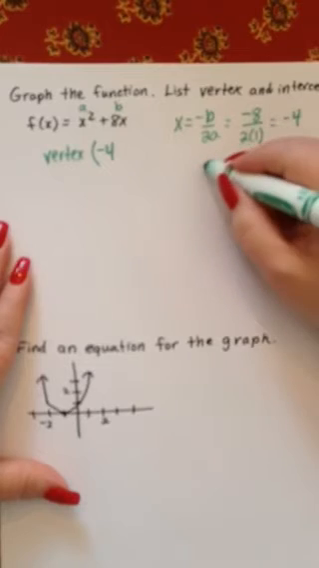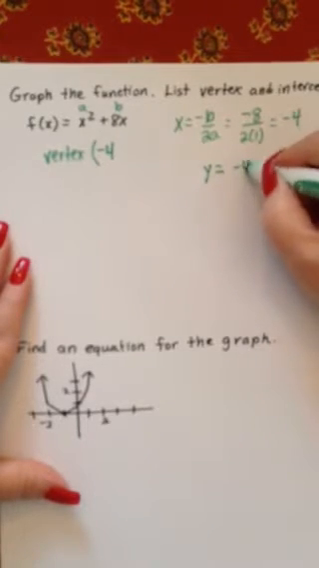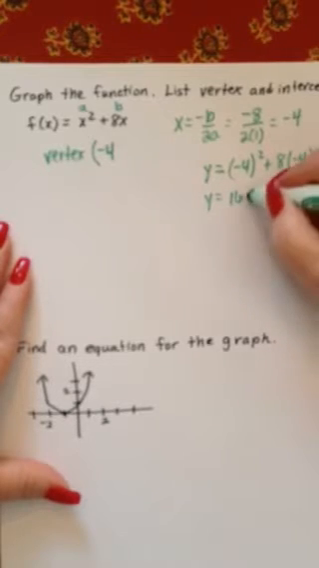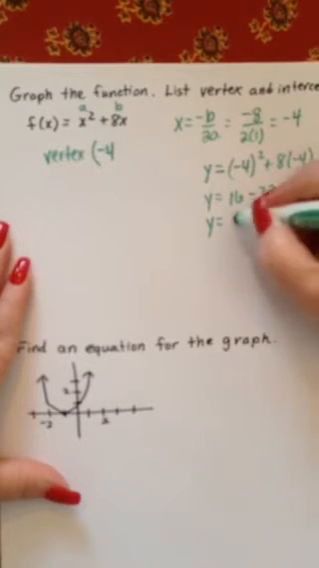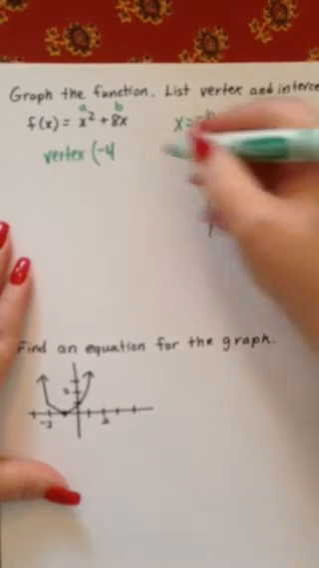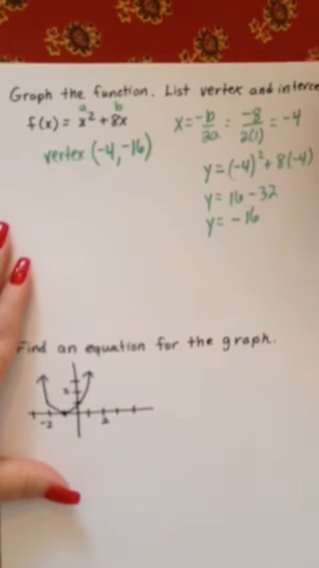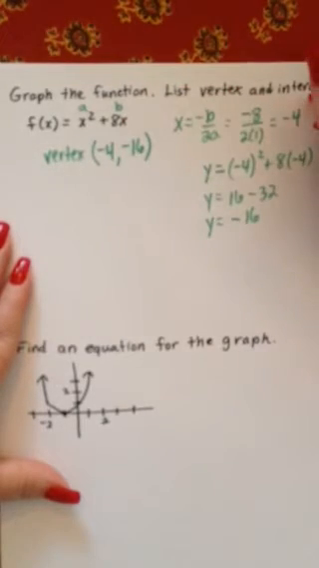To figure out the y-coordinate, I just plug that in. So y is equal to negative 4 squared plus 8 times negative 4, which is y is equal to 16 minus 32. So y will be equal to negative 16. So there's your vertex. They also ask you to list the vertex, which we did, and find the intercepts.